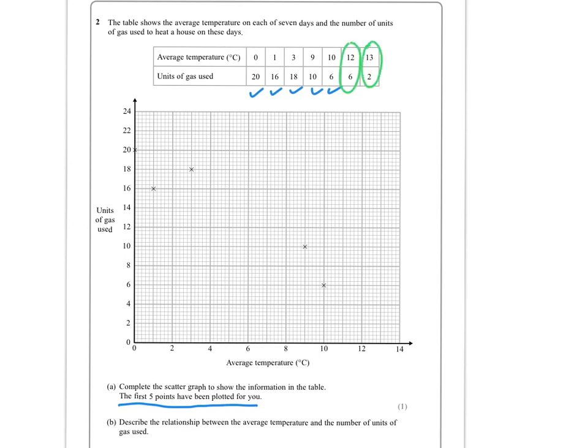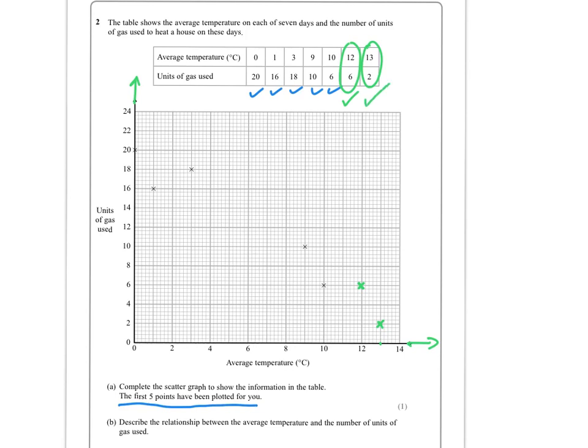So average temperature is along here and units of gas is up here. So we want to plot 12 along, 6 up. So 12 along and then 6 up. There's 1 point there. And then 13 along, 2 up. So 13 is here. So 13 along and 2 up would be here. So be very careful that you can read the scale. So that's definitely one thing they're testing here.